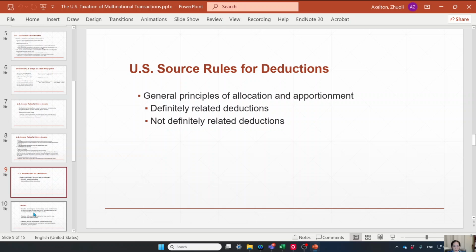U.S. sourcing rule for deductions, a lot of times there is allocation and apportionment. There are definitely related deductions, and there are not definitely related deductions. Depending on what it is, if it's a definitely related deduction, it will be apportioned, and if it's not a definitely related deduction, it will be a specific allocation. So again, the sourcing rule by itself could be very, very complicated.